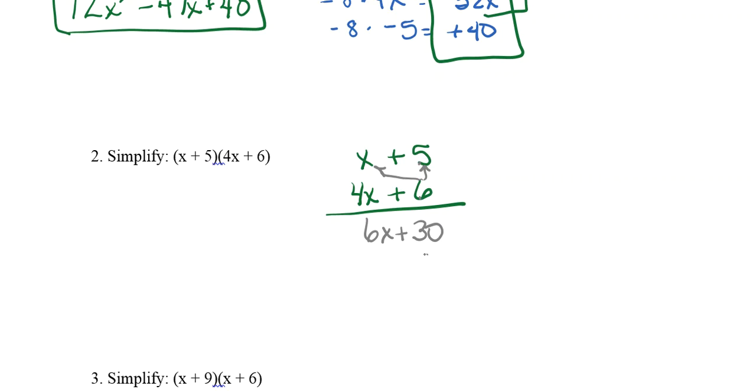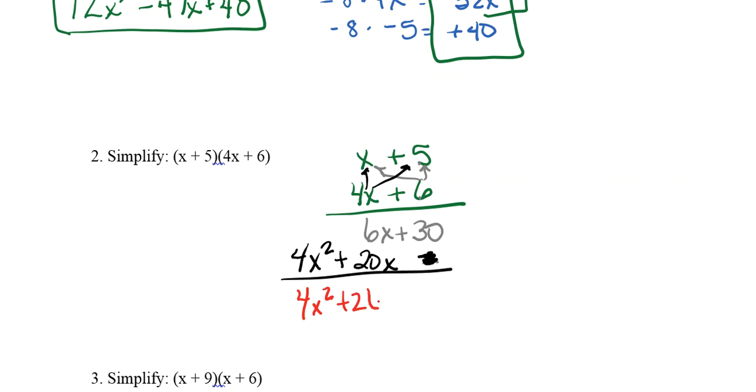Now just like when you're multiplying, we have to move over if you're doing the algorithm. So now I'm going to do the 4x times the 5. 4 times 5 is 20x, and I'm going to do 4x times x. 4x times x is 4x squared. Now this x is just making sure we moved over, so there's not really an x there. Now when I combine my like terms, they're stacked. So I have 4x squared plus 26x plus 30.